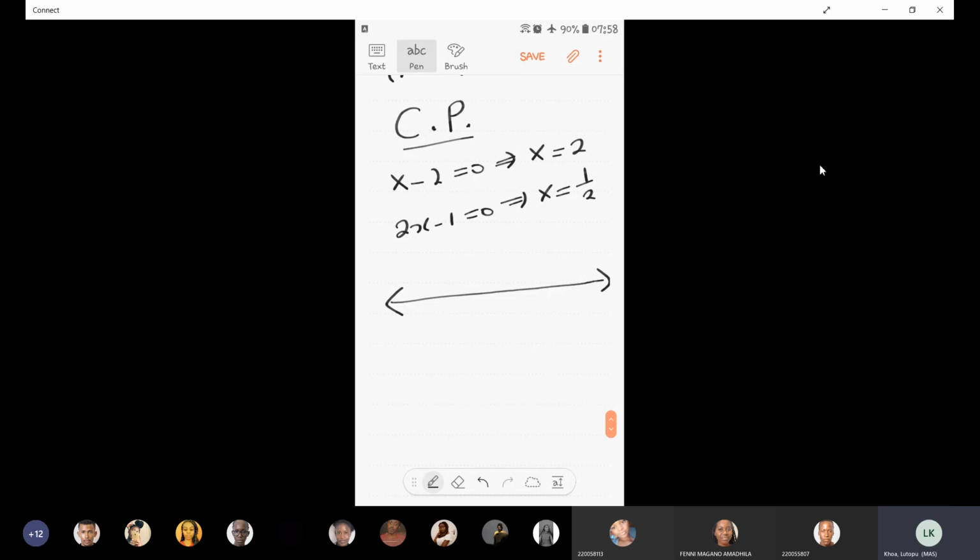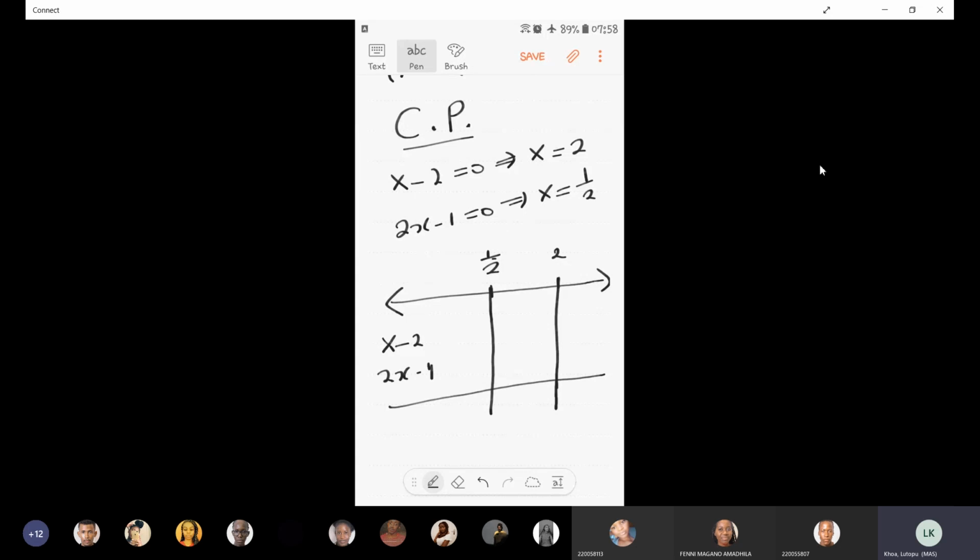And then these critical points divide your number line into 3 regions. Put the numbers in the correct order. So here I have a half, and over there I have 2. Then your number line extends to form a table. Then you put your factors: you have x minus 2, 2x minus 1. Then pick a representative in each of the regions.